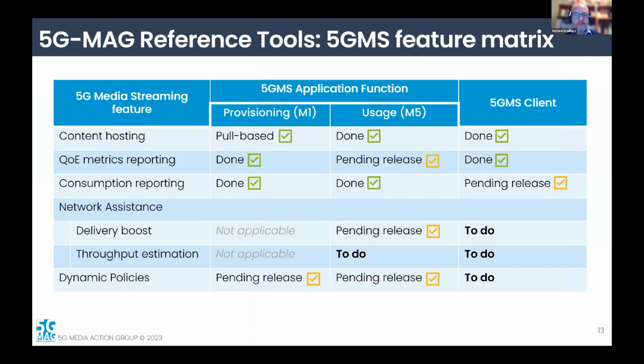That's our feature matrix. So it just shows that we've done quite a lot in the past year or so. We've got quite a bit pending release at the moment that's almost ready to go. We're hoping to get that out before Christmas. And then we've got a few to-dos, especially on network assistance and dynamic policies at the bottom of the table on the client side.